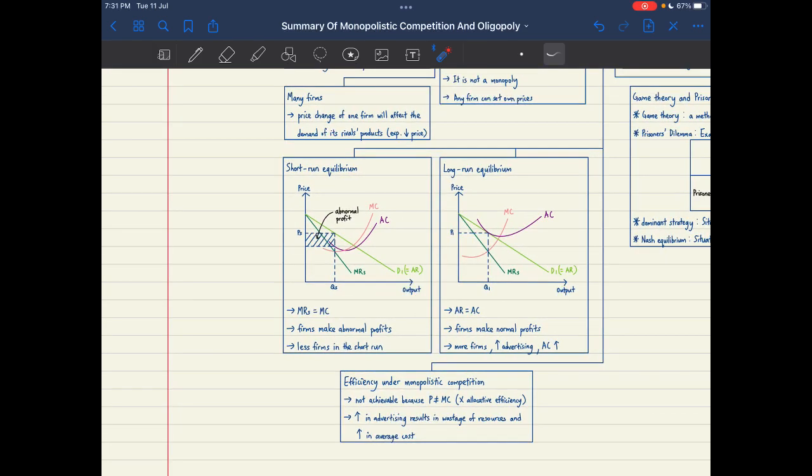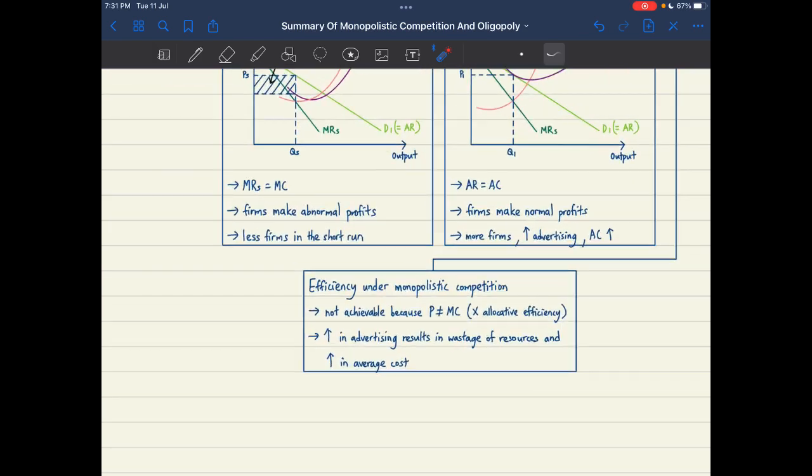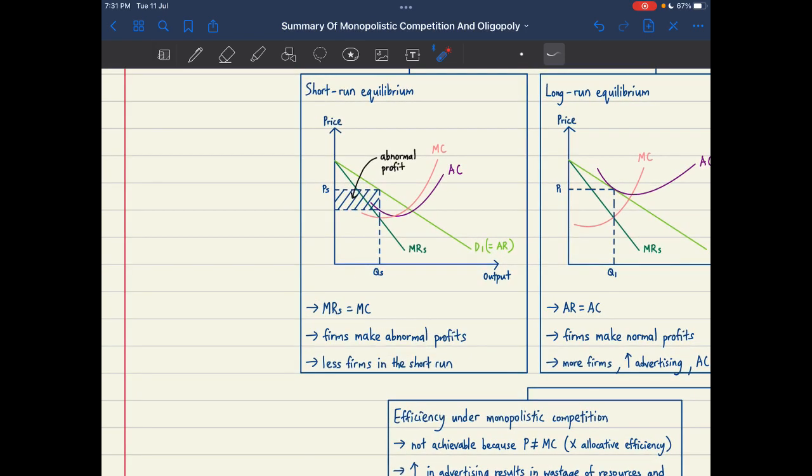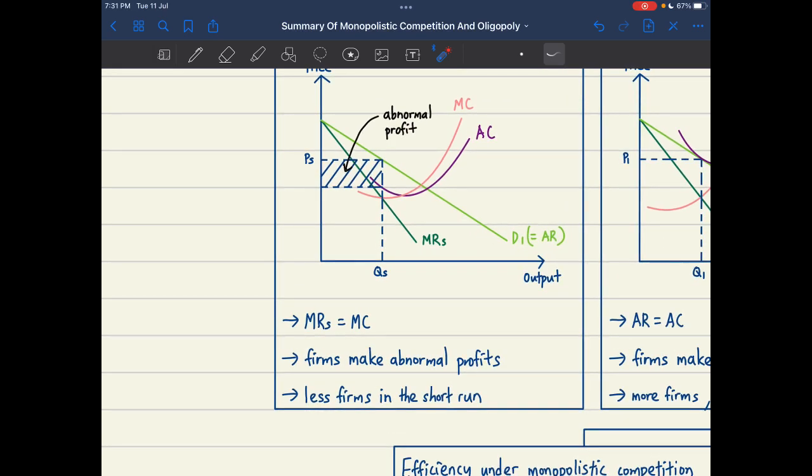All right. And then efficiency under monopolistic competition is basically unachievable because P does not equal MC. You can see that P does not equal MC because even though we are producing at a point where MC equals MR, this doesn't mean that our price equals MC. We are producing at a point where the price is actually higher than your MC.